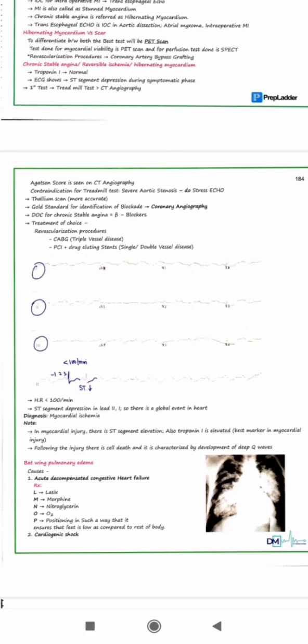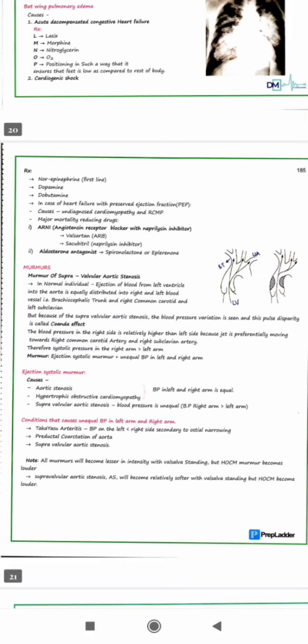And now we're going to study the management of cardiogenic shock, which is by norepinephrine, dopamine, dobutamine, and there's ARNI also, and aldosterone antagonists are also used. Now we're going to study about the murmurs. So the murmurs are those of supravalvular aortic stenosis.